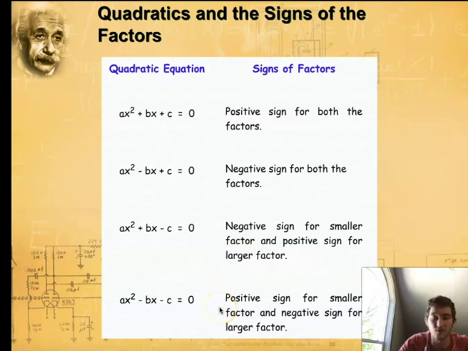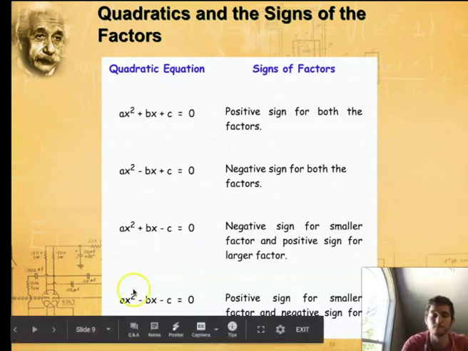All right, finally, ax squared minus bx minus c. This example is just the opposite of the last one. Because our middle term is negative, we are going to have our larger factor be negative and our smaller factor be positive.